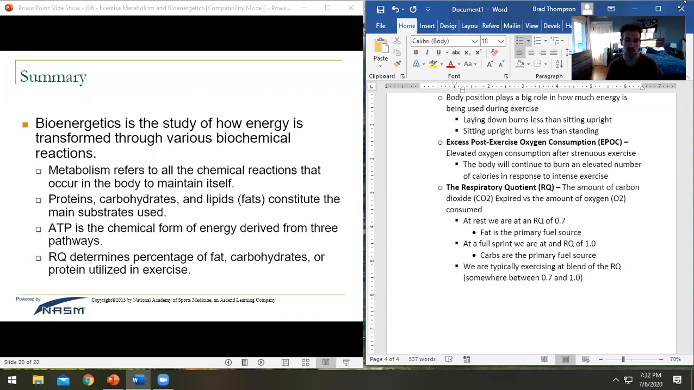So in summary, bioenergetics is the study of how energy is transformed through biochemical means. Metabolism is all reactions throughout the body. You're able to do metabolism because of proteins, fats, and carbs. ATP is the main energy source, and your RQ determines whether you're using protein, carbs, or fat for energy. Hopefully protein is not being used. If you stay at that RQ of 1.0 too long and run out of carbs, then you'll be using protein, because protein gets turned into carbs.